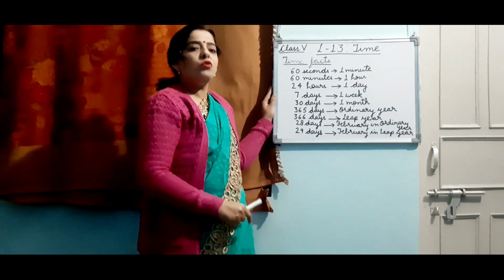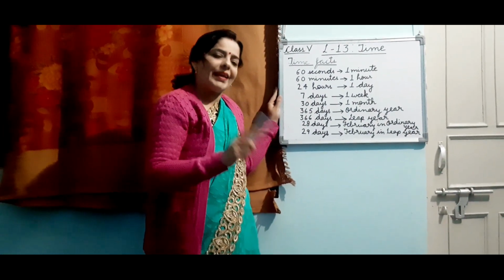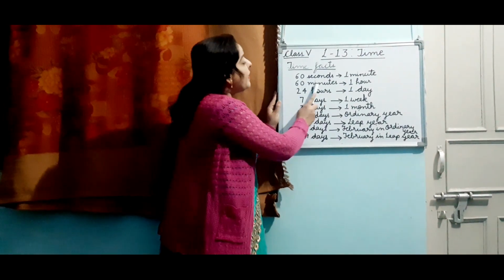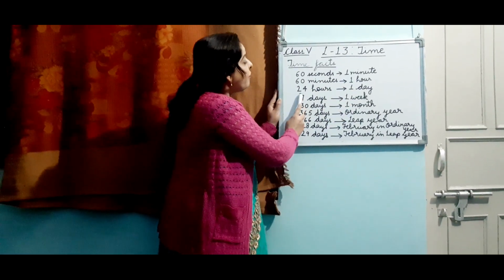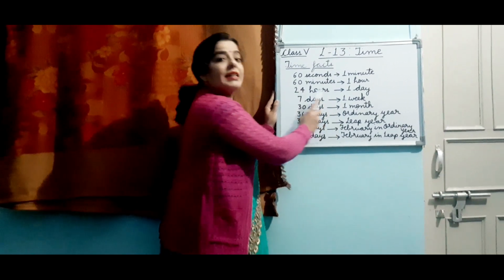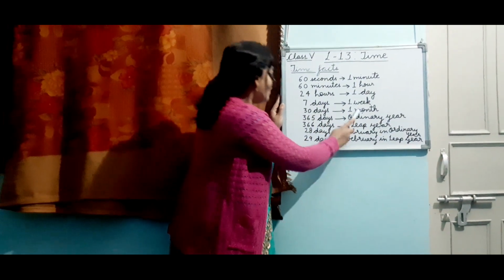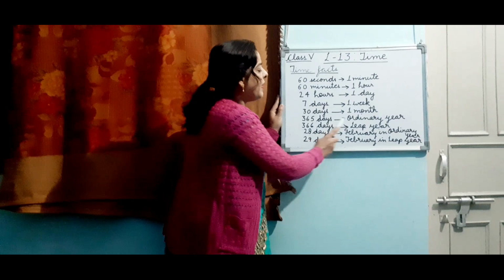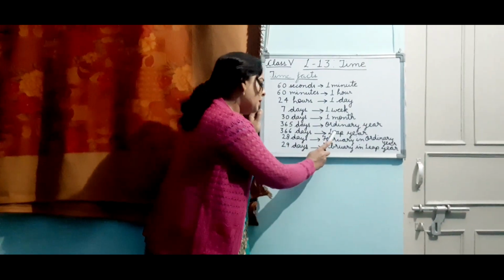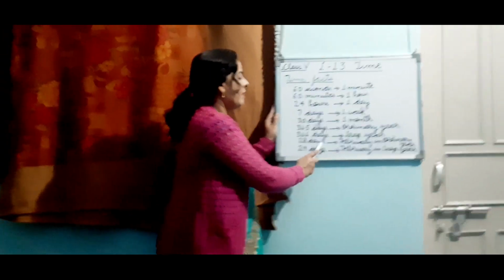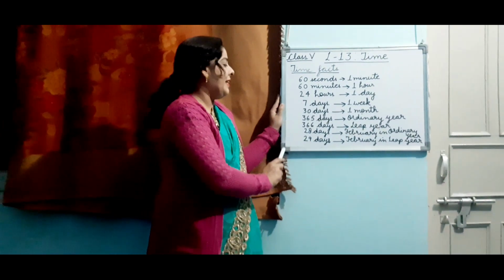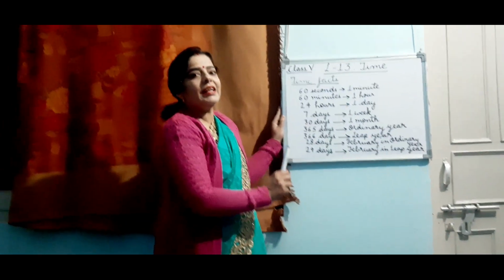So let me tell you, the smallest unit to measure time is second. Now 60 seconds make 1 minute, 60 minutes make 1 hour, 24 hours make 1 day, 7 days make 1 week, 30 days make 1 month, 365 days make an ordinary year, 366 days make a leap year, 28 days are there in February in an ordinary year and 29 days are there in February in a leap year.